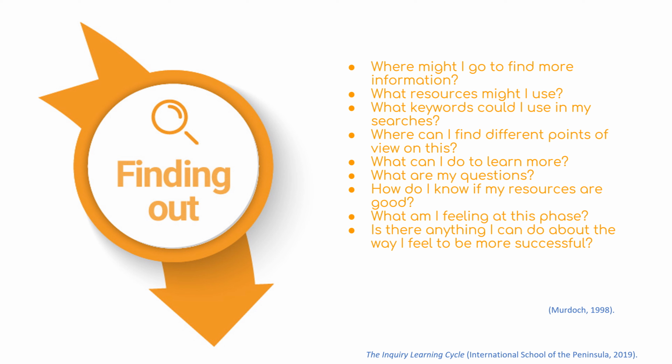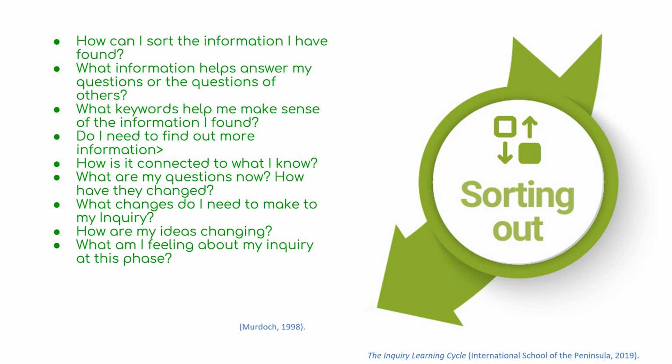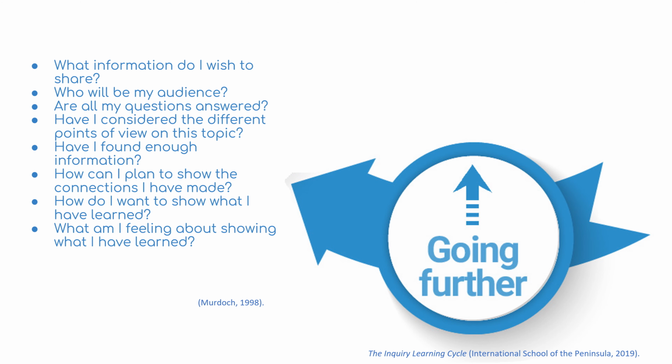Finding out enables the students to deepen their connections with the topic through reading, field trips, flowcharts, etc. They ask themselves questions like, where can I find more information? What resources will I use? And what can I do to learn more? Sorting out helps to distinguish the differences in their understanding through reflection, identifying what they understand and what they still need to know. Going further requires the student to think about the information that they have to share with their peers, who their audience will be, and considering the different points of view in the topic.